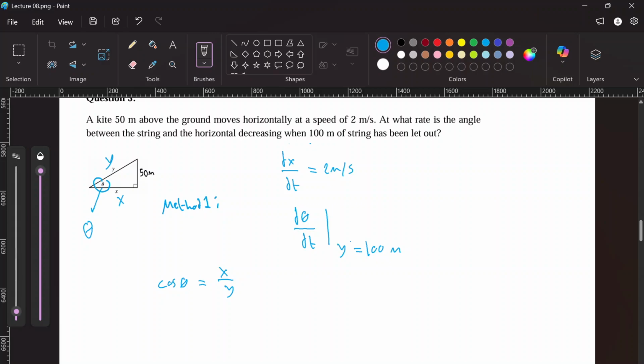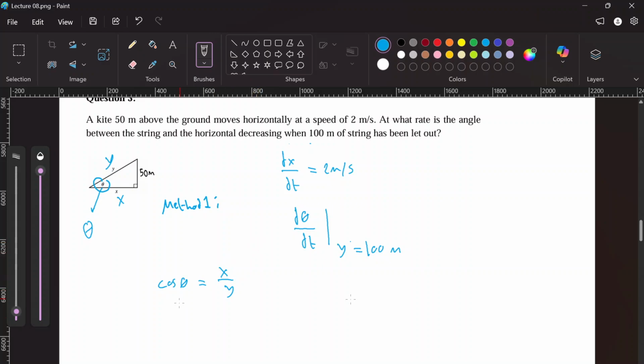Now, but what is y? Yes, y is the length of the string. Now your idea is the hard one, but we will solve it to show you the hard method, this one, then the easier one. Okay, so let's start with this one. So we have cosine theta equals x over y.